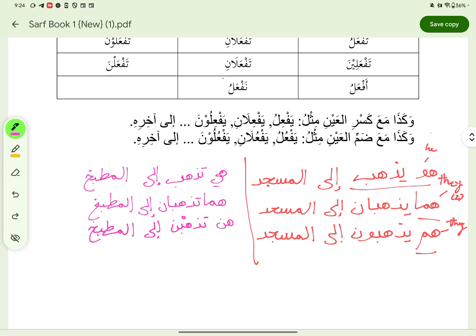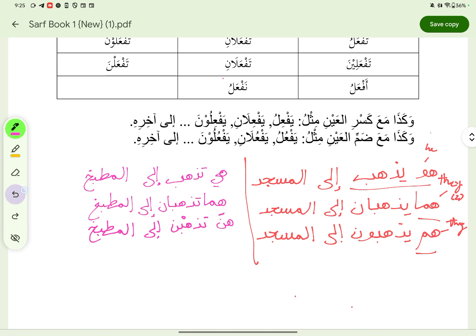هما يذهبان إلى المسجد. Alright? They both go to the masjid. هما تذهبان إلى المطبخ. They are both going to the kitchen. And last one, هم يذهبون إلى المسجد. They are going to the masjid. هن تذهبن إلى المطبخ. هن.